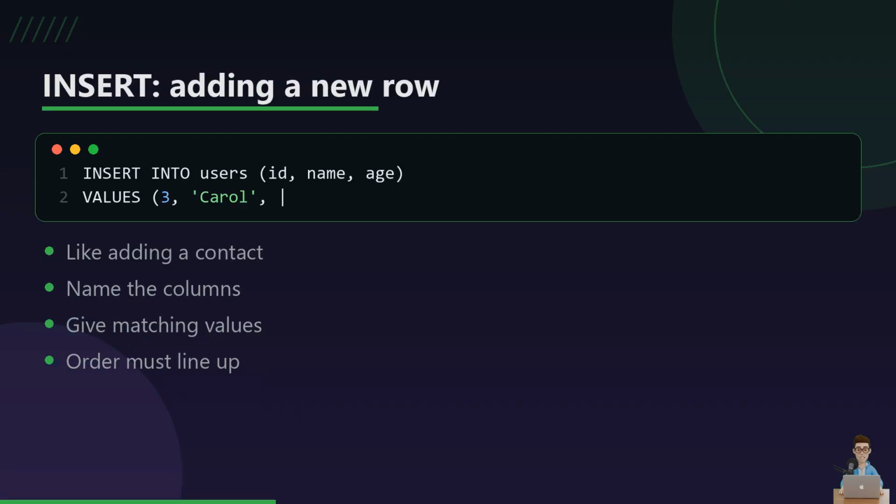INSERT is like saving a new contact in your phone. You type in each field and hit save. Notice how the columns are listed first, then the values in the same order. So ID goes with 3, name goes with Carol, age goes with 28. Here's the trick. Always list your column names explicitly, even though SQL lets you skip them. In short, INSERT means one new row appears at the bottom.